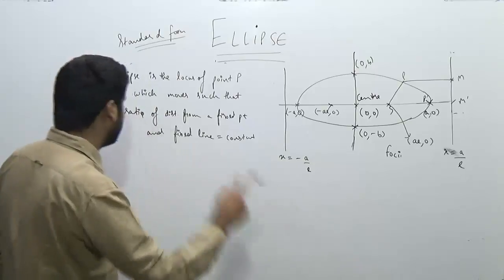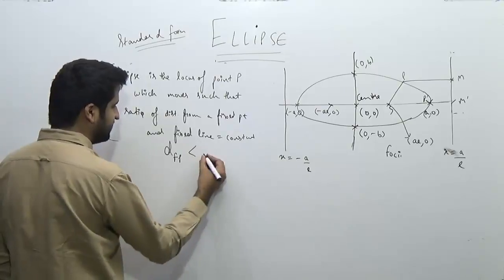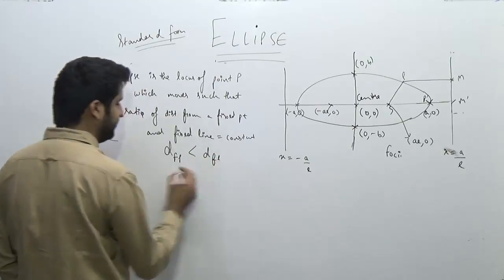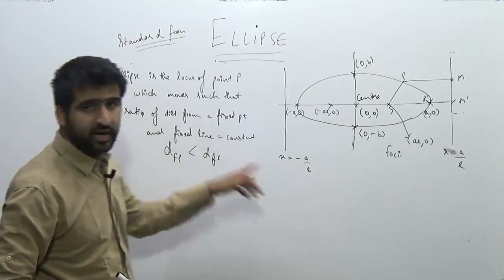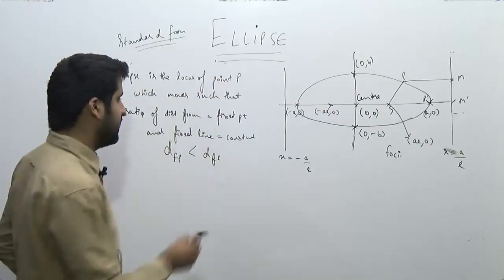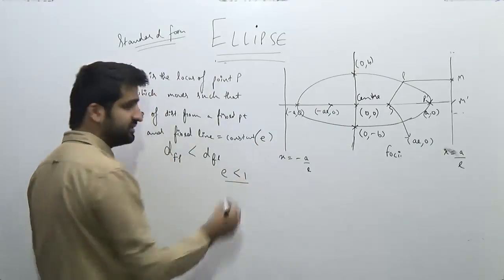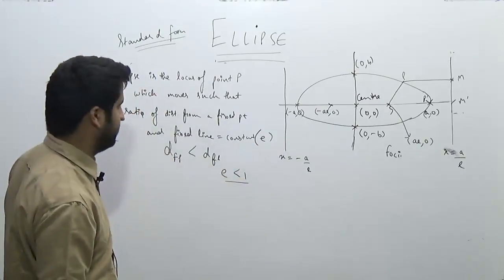Also, one thing: the distance from the fixed point is always lesser than the distance from the fixed line. FP represents the fixed point and FL is the fixed line. So this distance is always lesser than the distance from the fixed line, and this constant is called eccentricity. So we say that eccentricity is always lesser than 1.